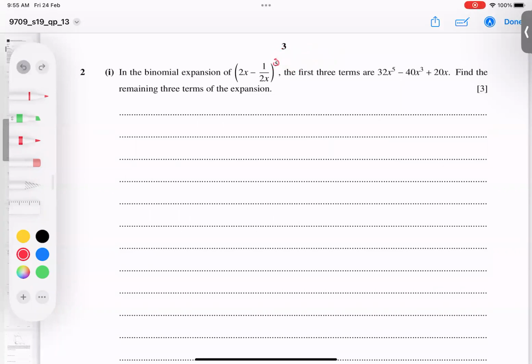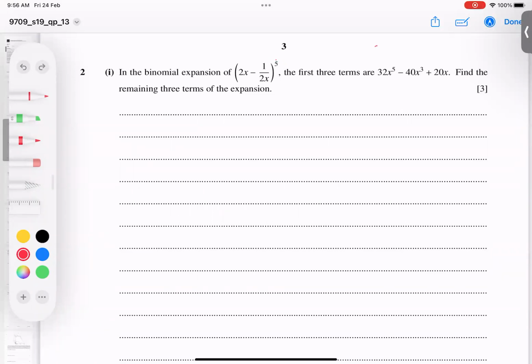For example, the first 3 terms are these, and we find the remaining 3. So 3 plus 3 gives you 6. That is the reason I said that: the power plus 1 is the term number. So let's go for it.